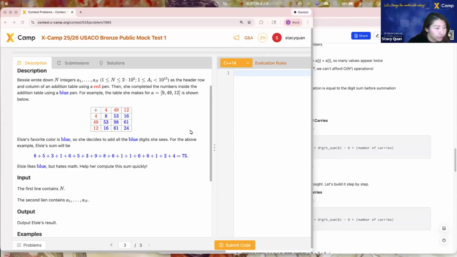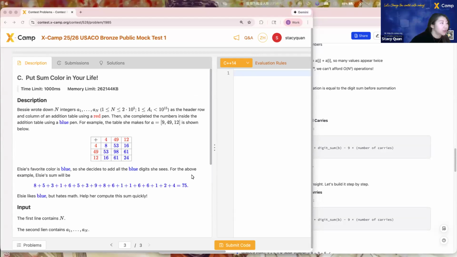This is a tutorial video for "Put Some Color in Your Life." For the problem statement, we learned that we're given a table that is basically symmetric. You have the same red rows and red columns. They are the starting rows and starting columns.